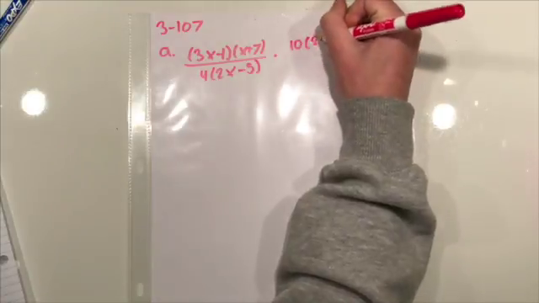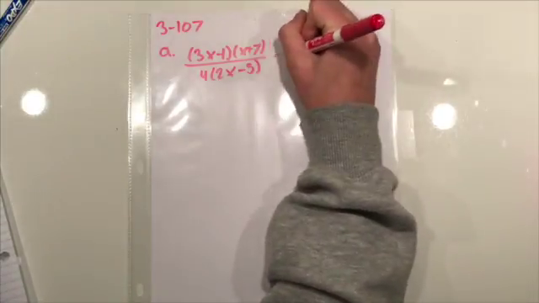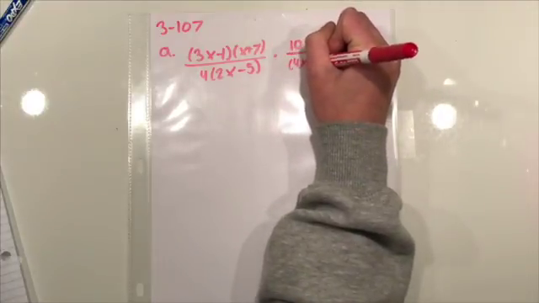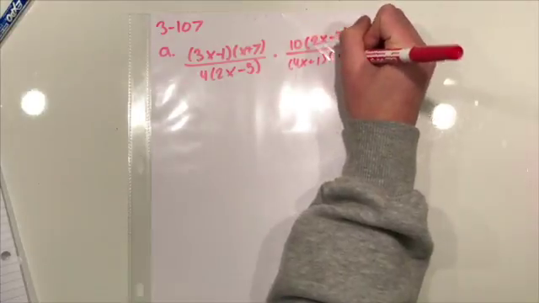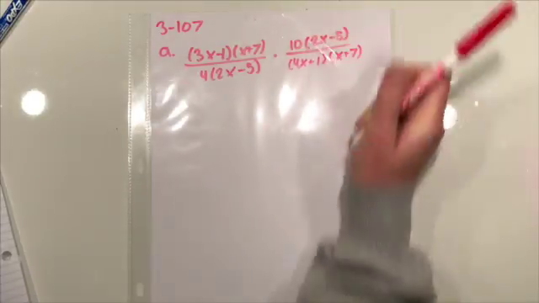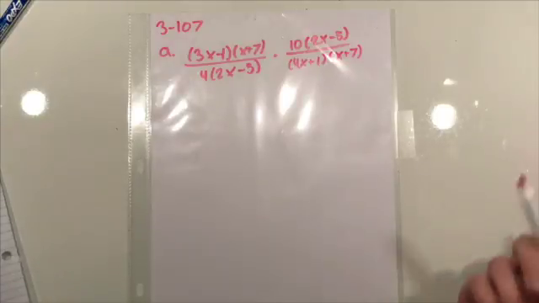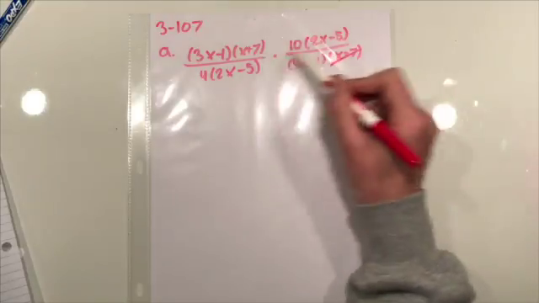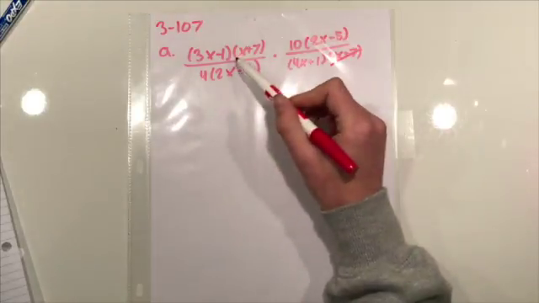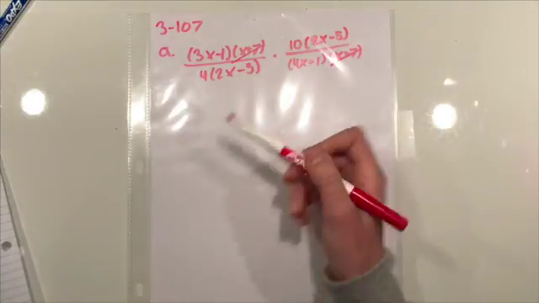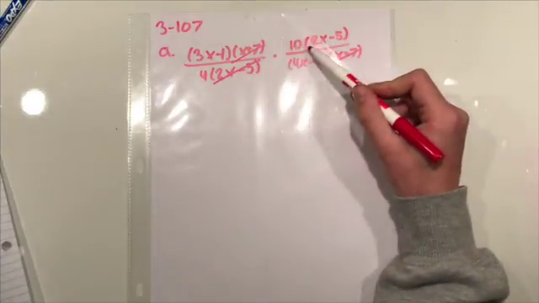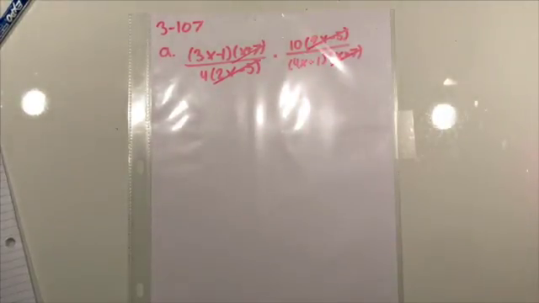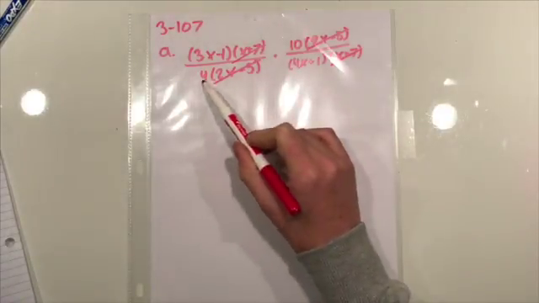times (2x minus 5) over (4x plus 1)(x plus 7). This is nice because everything's already factored out, and all we have to do now is cancel. We can start off easy with the x plus 7's. There's one on the numerator and the denominator, so we can cross it off. There's another 2x minus 5 on both as well. That's all the ones that are exactly alike, except for 4 and 10.